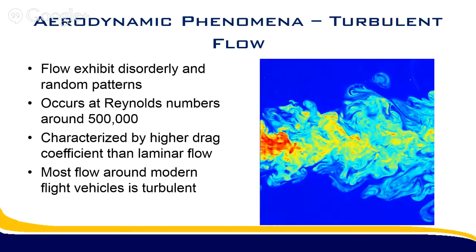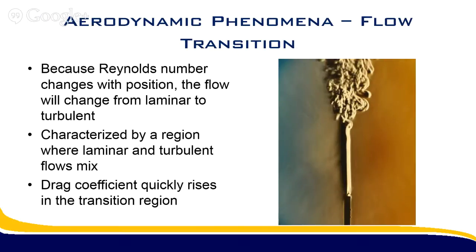And around modern flight vehicles, most of that flow is in fact turbulent. This isn't turbulence that you're flying through bumpy air. This is more of a local effect, just a couple millimeters in thickness. So that's kind of interesting. And obviously, sometime between the two, that flow's got to transition.